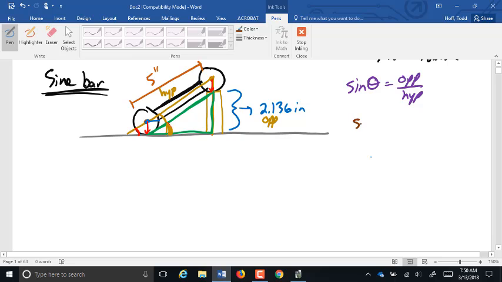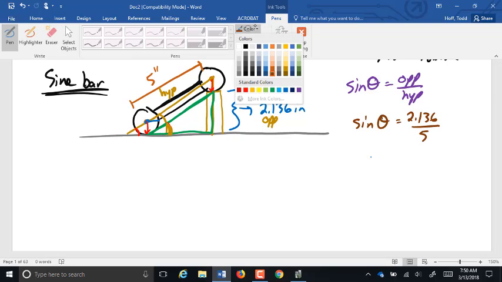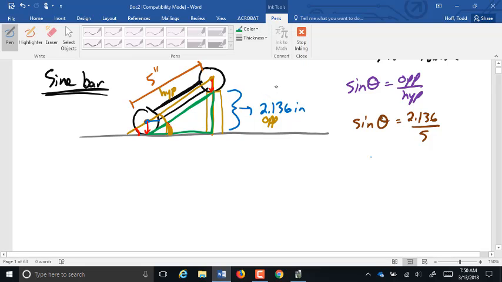So now we know the opposite side is 2.136 and the hypotenuse is 5. Are we looking for a side or are we looking for an angle here? We're looking for an angle. And when we're looking for an angle, we use an inverse trig function. Sine -1 cancels out the sine. We've got to do inverse trig over there. So our angle theta is equal to the inverse sine of 2.136 divided by 5.